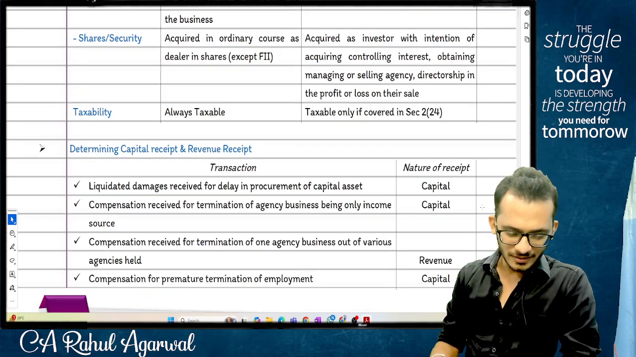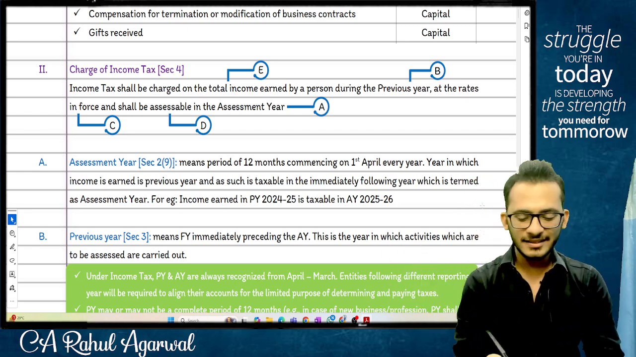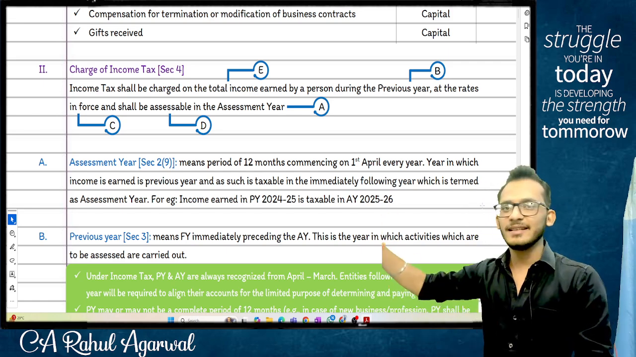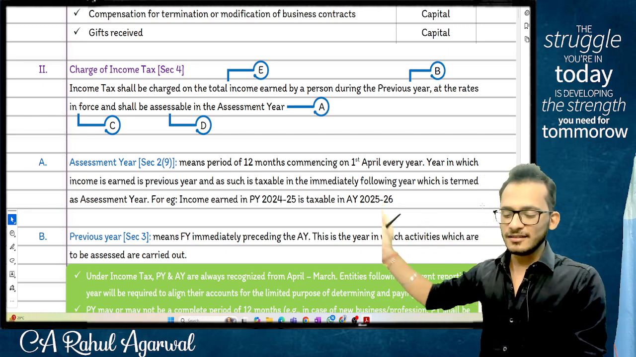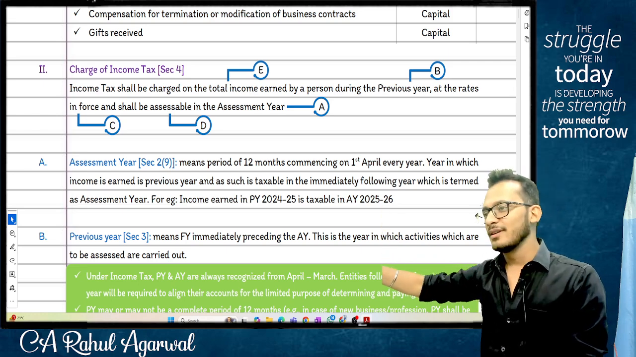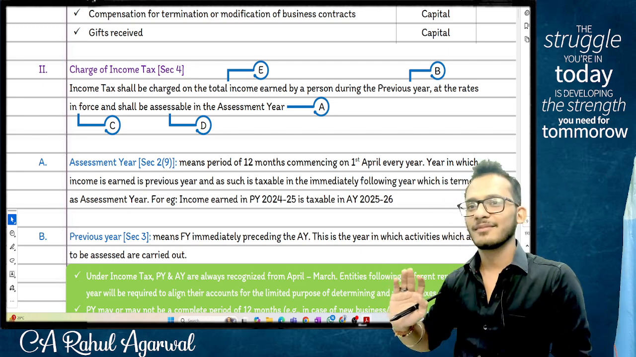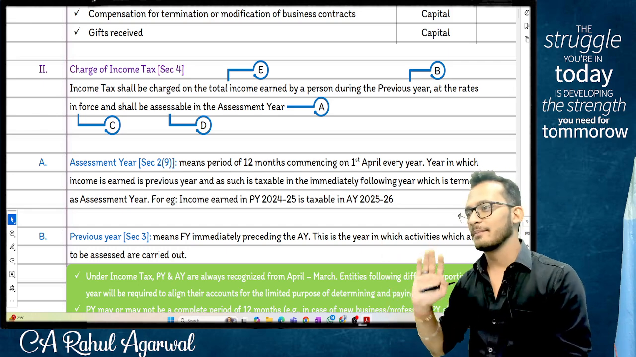Section number 4. Heading says charge of income tax. It says income tax shall be charged on the total income which is earned by a person during the previous year at the rates in force and shall be assessable in the assessment year. Take a second more. Read it once again.